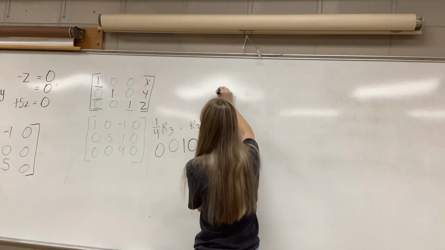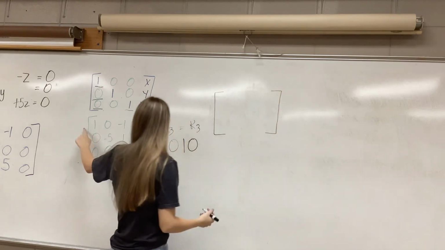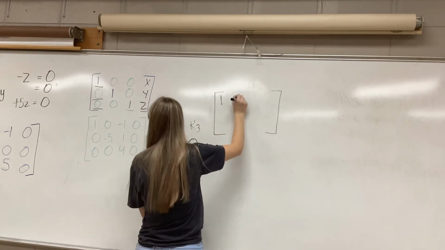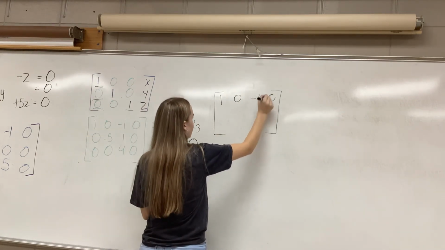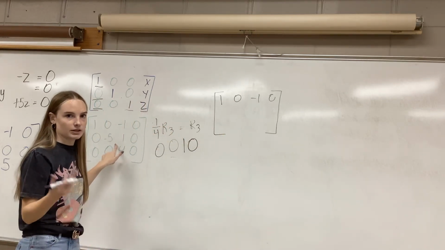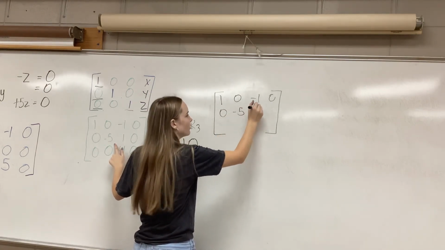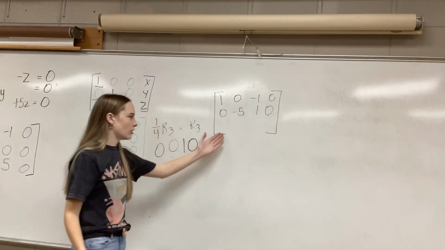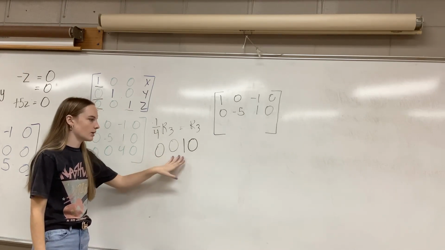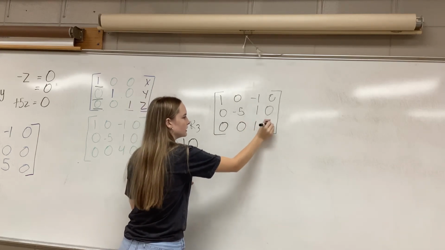And how we would write that in our new matrix would be our first row right here going to stay the same. So it's going to be 1, 0, -1, 0. And then our second row is also going to stay the same because we didn't mess with it. So it's going to be 0, -5, 1, 0. For our third row, we just redid that one. So this is going to be our new row 3. So it's going to be 0, 0, 1, 0.